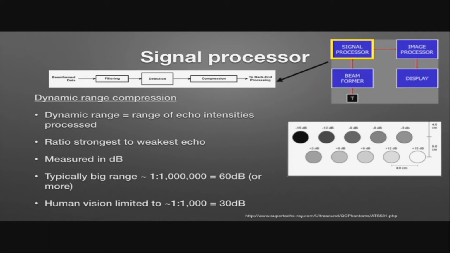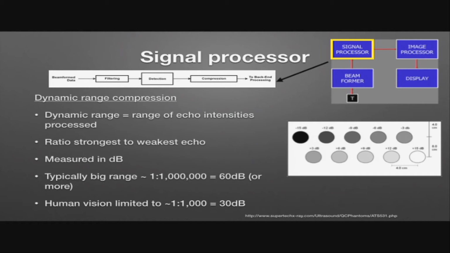Next is dynamic range compression. The dynamic range is essentially the range of echo intensities that are going to be processed, from the smallest to the greatest. And what we're trying to do is put that into a display on the echo machine that we can see. If you have a low-level intensity returning echo, that is black, and a high-level intensity echo is white. And typically, in terms of the received echoes that we're getting back, the range is somewhere in about 1 million if you were to put it in a ratio.